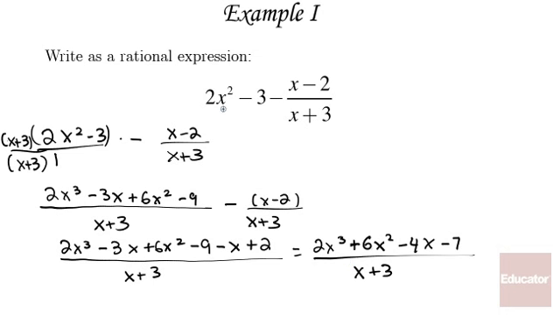So starting out with a mixed expression, what we need is a common denominator, and we're going to get that by multiplying the polynomial by this denominator, x plus 3 over x plus 3. Multiply out the numerator. I have a common denominator, so now I was able to subtract.